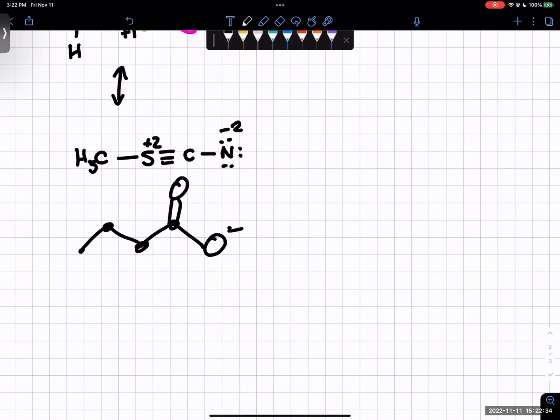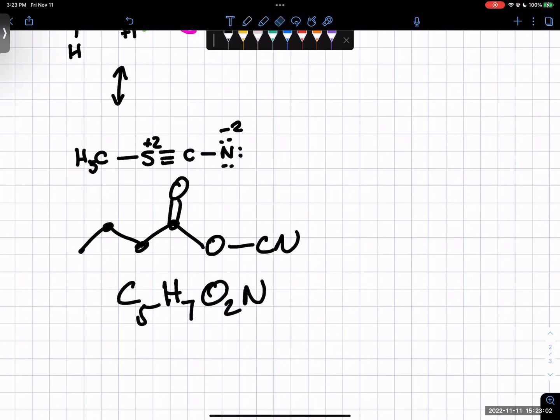So you do a nitrile group connected to the oxygen right there where you have it. 1, 2, 3, 4, 5. So C5, H7. I would just let them work with that structure, to be honest. But they don't understand skeletons. I'm just gonna draw the structure out and tell them to do the rest.